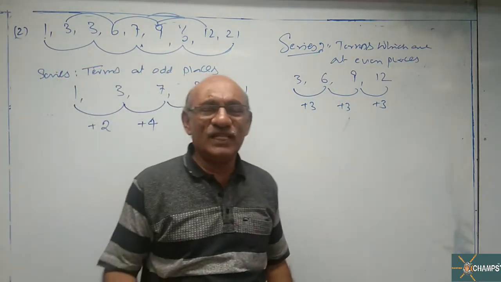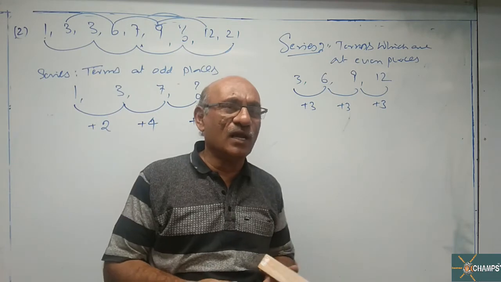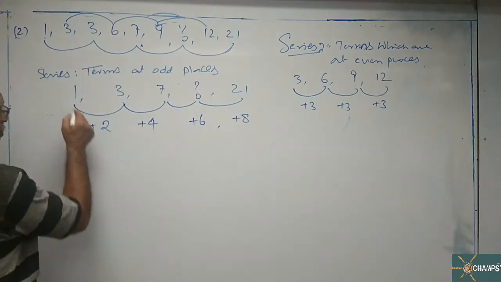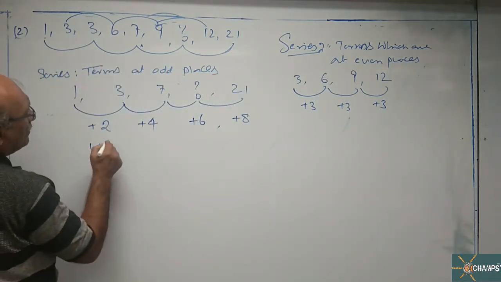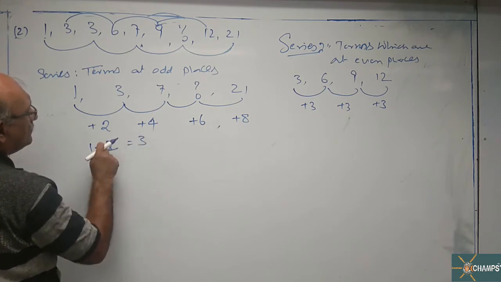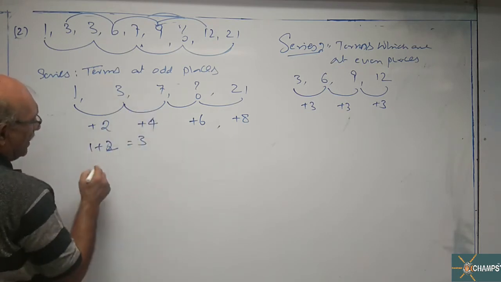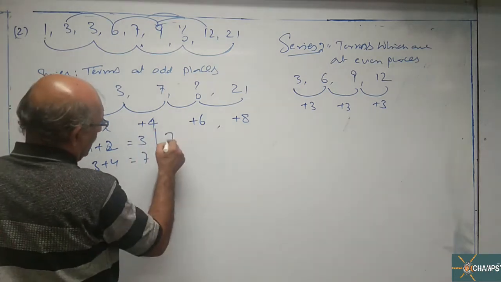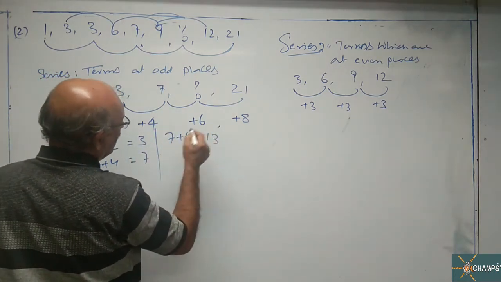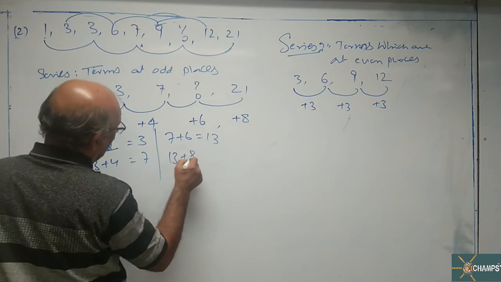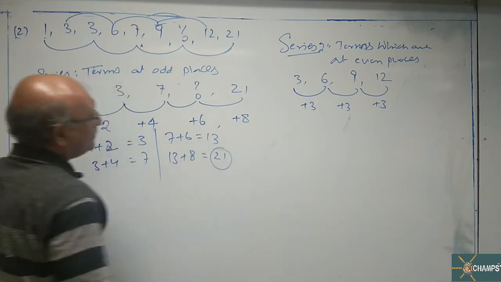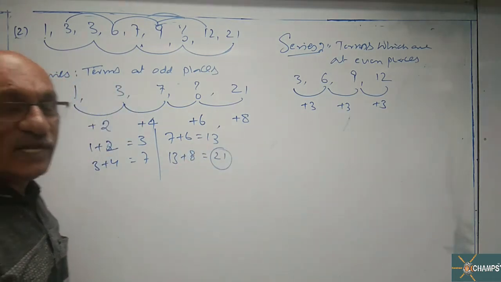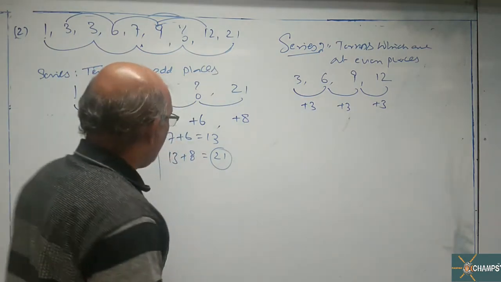And let me check whether this logic is working or not. 1 plus 2 is equal to 3, sir. 3 plus 4 is equal to 7. 7 plus 6 is equal to 13. 13 plus 8 is 21.